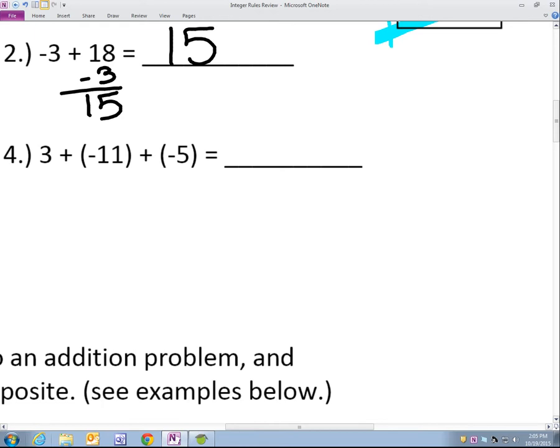Be sure to write this stuff down. Now we have three different situations here. We have 3 plus negative 11 plus negative 5. So I'm just going to do the order of operations, which means whenever there's an addition, you just go left to right. I have 3 plus negative 11, which means that I need to take 3 from 11, and I have 8.